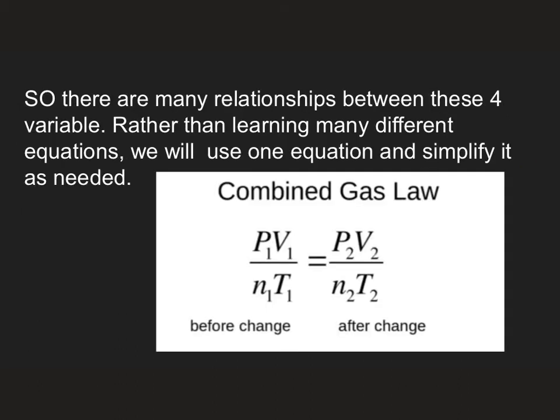So as you can see, there are quite a few relationships here for pairs of variables. The interesting thing, though, is I can combine all of these relationships, and we've only talked about 3 of them, and that's all we're going to talk about, into a single equation that is called the combined gas law, and this is how it is written. Pressure times volume divided by moles times temperature before something changes is equal to pressure times volume divided by moles times temperature after a change.